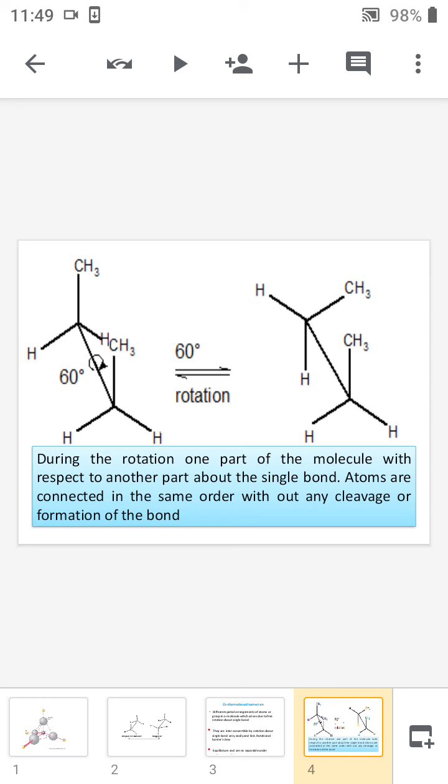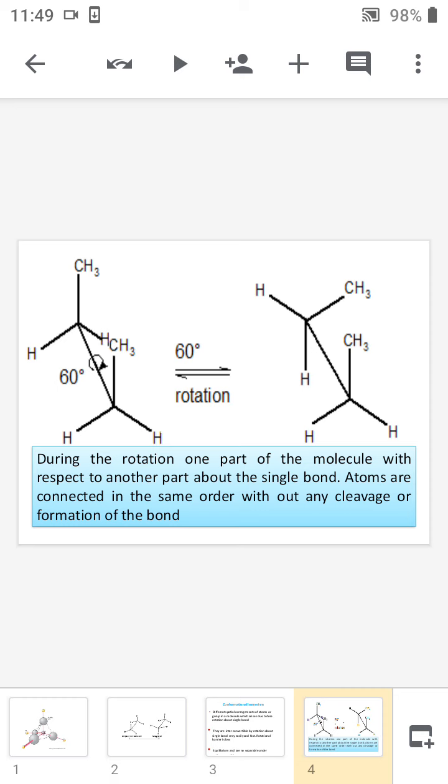See here, this is the butane molecule. The structure I have shown on the left hand side is the butane molecule. The molecular formula is CH3, CH2, CH2 and CH3. So consider the middle carbon atom. The central carbon atom has one valency attached to a methyl group, and the remaining are satisfied by hydrogen. Similarly, the other carbon atom.